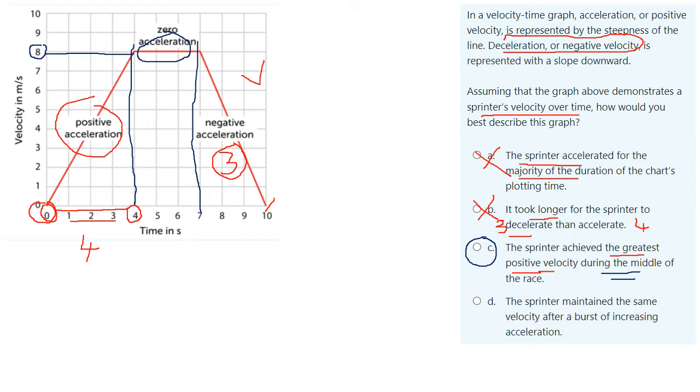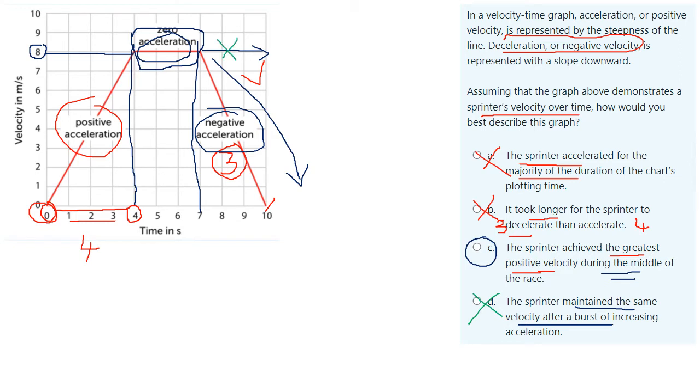D, the sprinter maintained the same velocity after a burst of increasing acceleration. Well, there was the same velocity until 7 seconds, and then there was negative acceleration. The speed went down. The speed did not stay the same until 10 seconds. So this is wrong because the line did not stay the same. It started to have a negative acceleration. The correct answer is C.